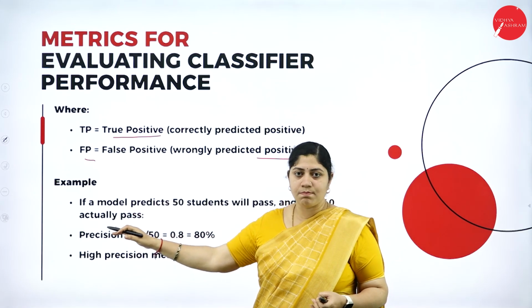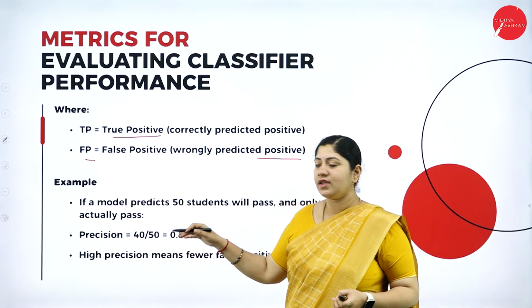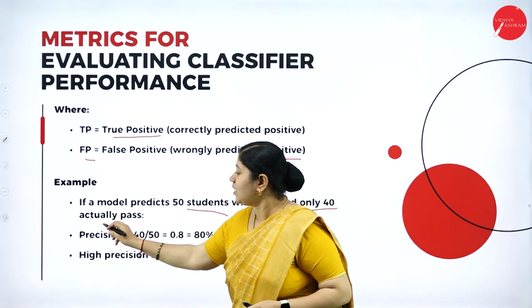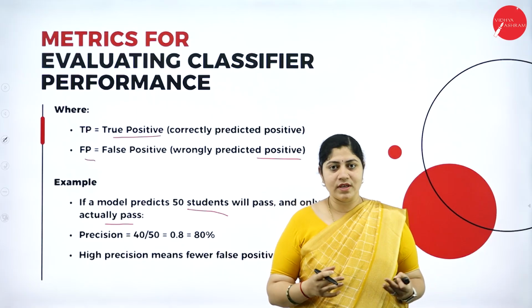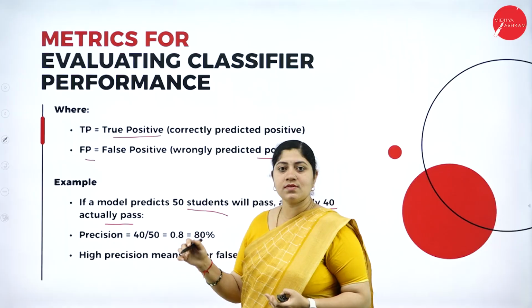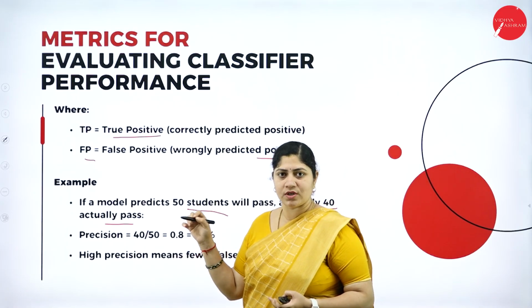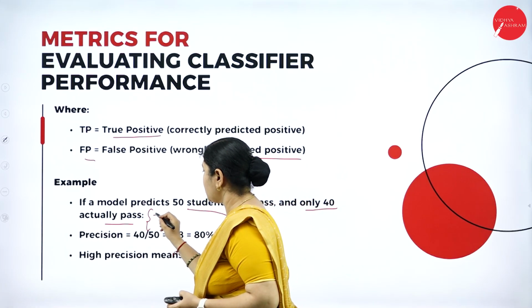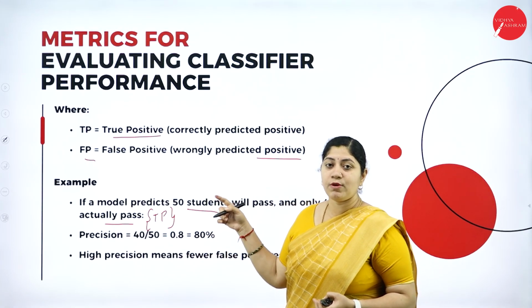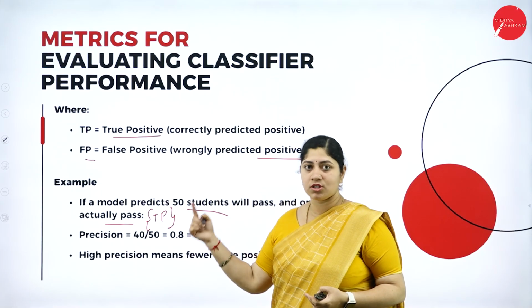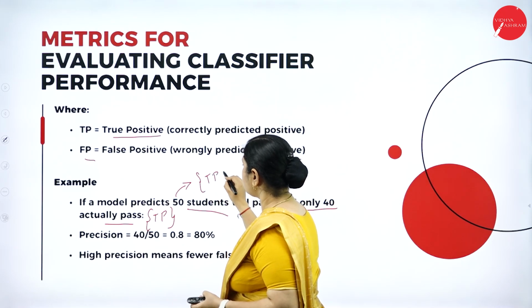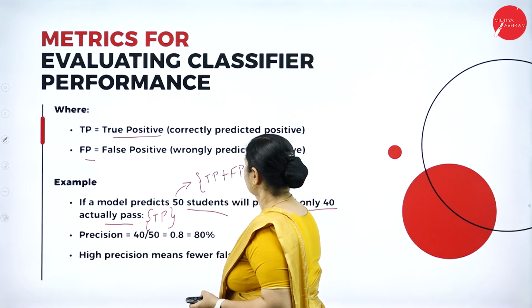Now let's consider an example where a model is predicting 50 students will pass and only 40 will actually pass. Out of this, how do we calculate the precision? We can consider this 40 as a true positive, correct? They actually passed. So this can be considered as a true positive, and this 50 can be considered as true positive plus false positive, isn't it? What is this being considered as? True positive plus false positive.